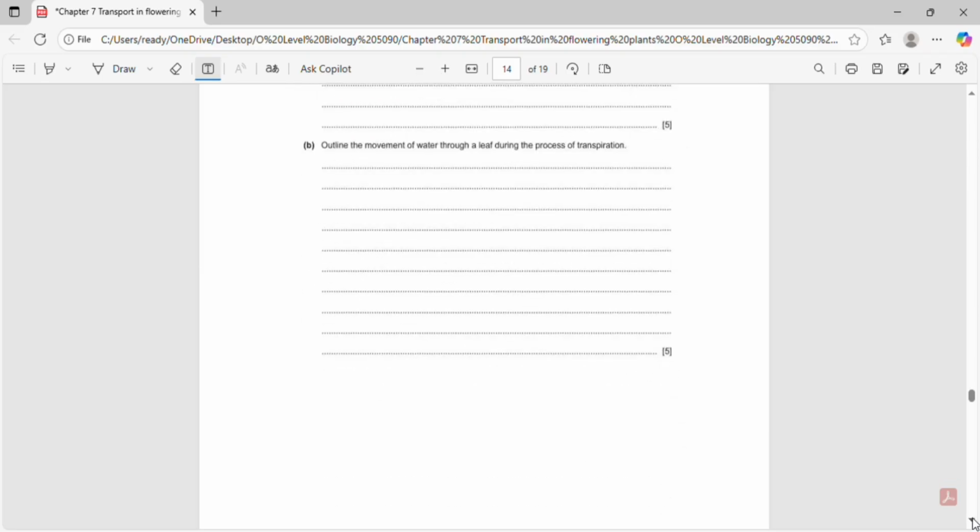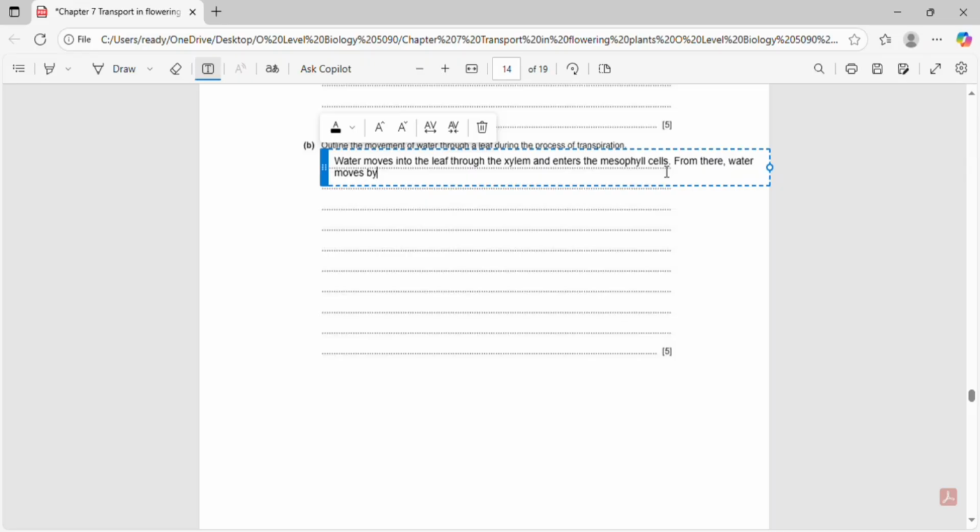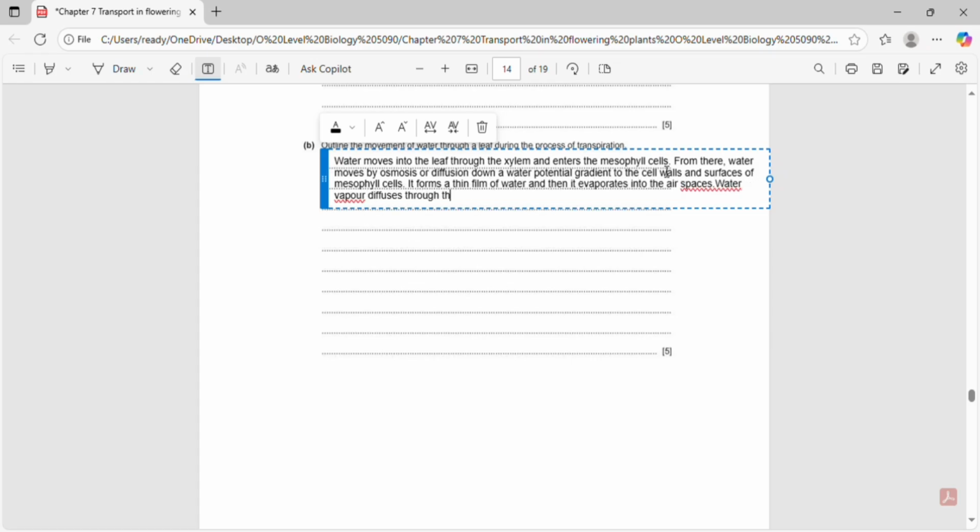Then, the next question asks, outline the movement of water through a leaf during the process of transpiration. And the answer is, water moves into the leaf through the xylem and enters the mesophyll cells. From there, water moves by osmosis or diffusion down a water potential gradient to the cell walls and the surfaces of the mesophyll cells. It forms a thin film of water, which then evaporates into the airspace. Finally, water vapor diffuses through the intercellular air spaces and exits the leaf via the stomata.